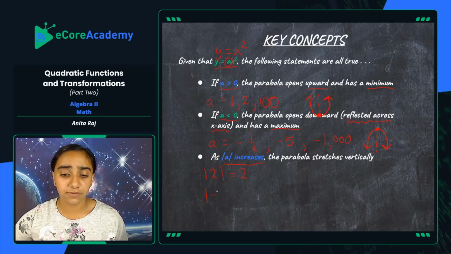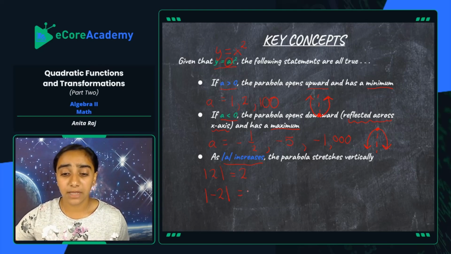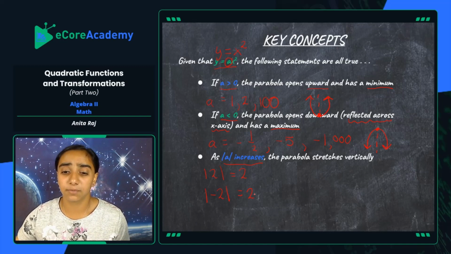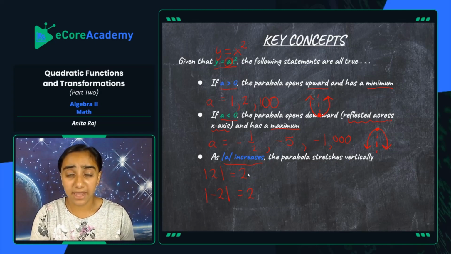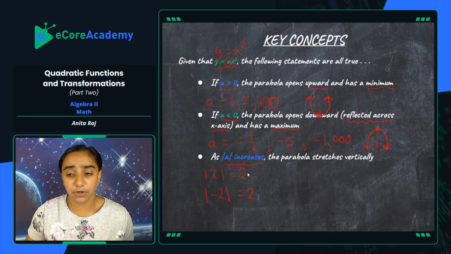How about the absolute value of negative 2? Well, negative 2 is also 2 units away from 0. So the absolute value of negative 2 is also 2. You should remember this from 6th grade math all the way to algebra 1. So what does this mean? As the absolute value of a increases, the parabola stretches vertically. So here we would disregard this negative sign. As the absolute value of a increases, meaning it gets bigger, like 5, 10, 15, 100, 1,000, 1,500, whatever your value is, the parabola stretches vertically.